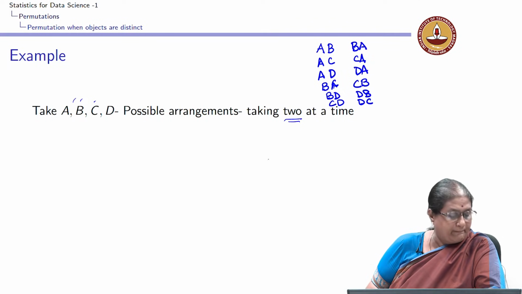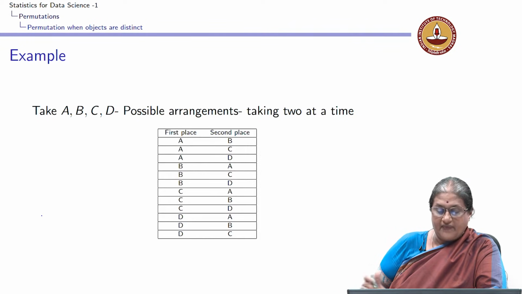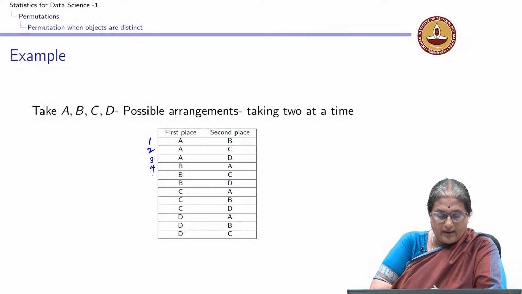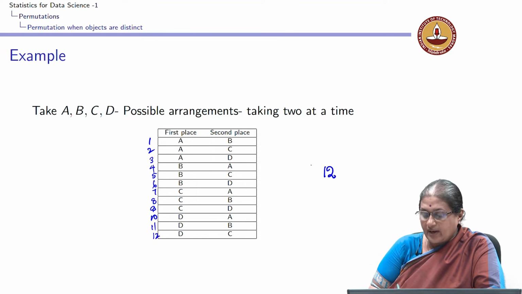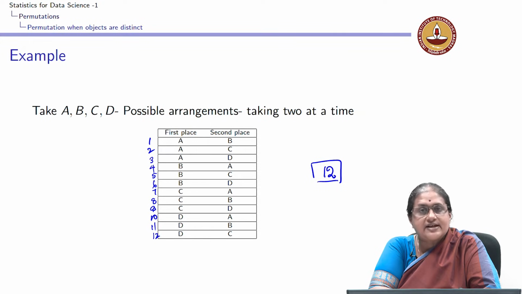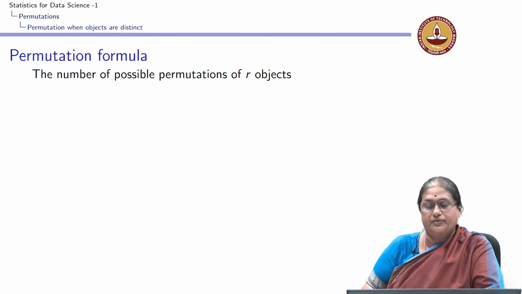So, the total number of arrangements I have taking 2 at a time are AB, AC, AD, BA, BC, BD, CA, CB, CD, DA, DB and DC. I have 12 possible arrangements of taking 2 at a time. Now, let us formalize this example to define what is a permutation. So, we are now ready to have the definition of a permutation.